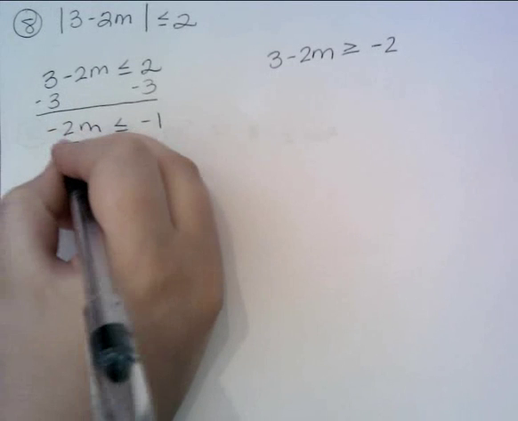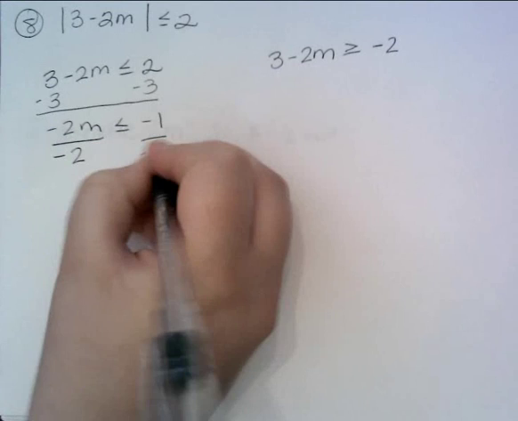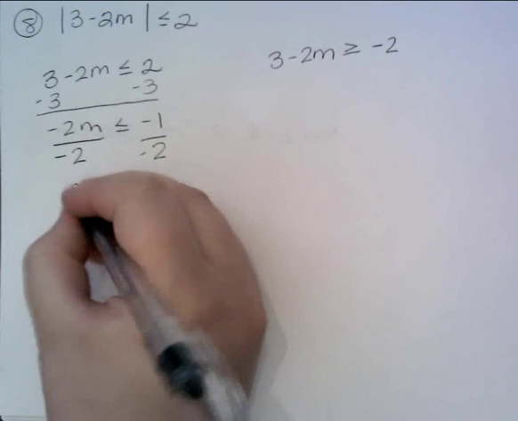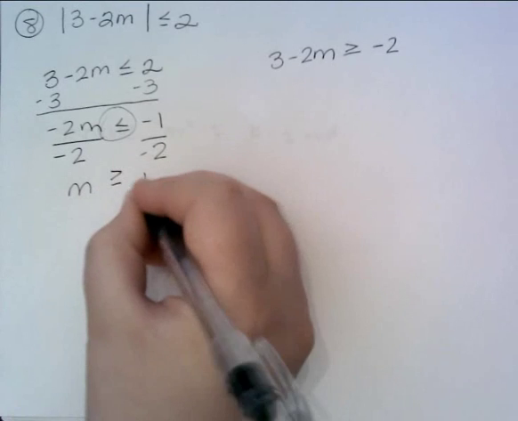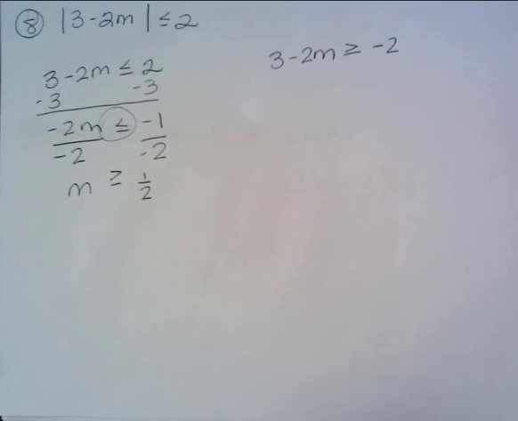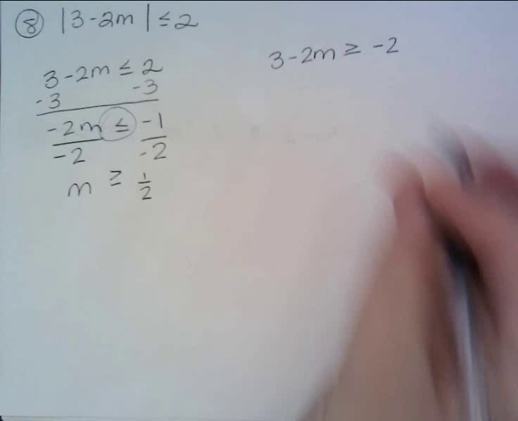Okay. Then the same thing over here. We're going to solve this. It gives us negative 2m is greater than or equal to negative 5. We're dividing by a negative, so that means we're going to have to flip that inequality sign.